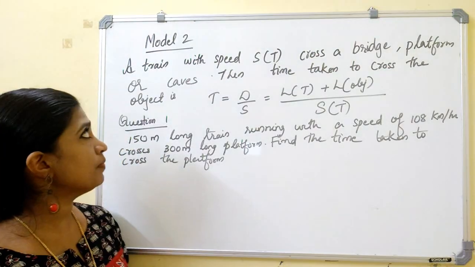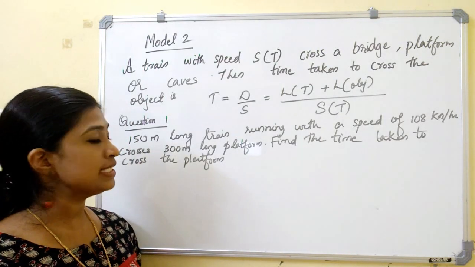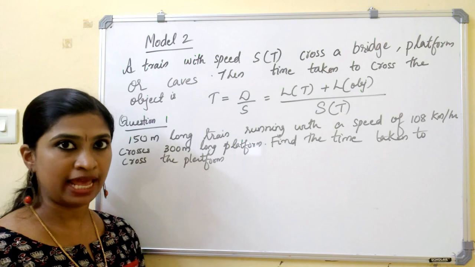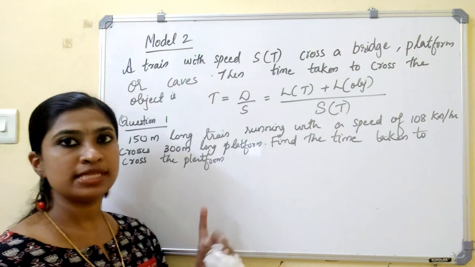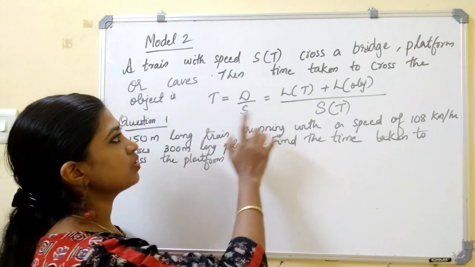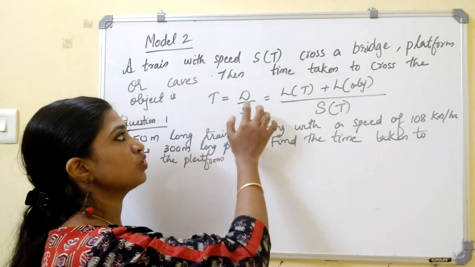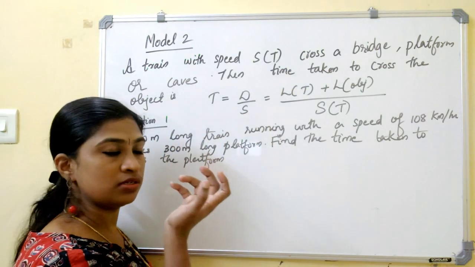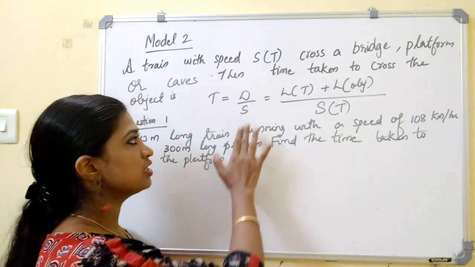This is the second model problem. Here a train is crossing a bridge, platform or similar object. That is, the train is crossing an object whose length is comparable with the length of the train, such as a platform, bridge, etc. The time taken to cross such objects is given by the same formula: time is equal to distance by speed. Distance is the length of the train, and we also have to consider the length of the object. So total distance is length of the train plus length of the object, and the speed is the speed of the train, because the train is moving and the other one is a stationary object.